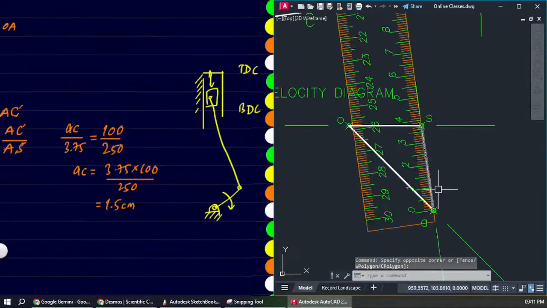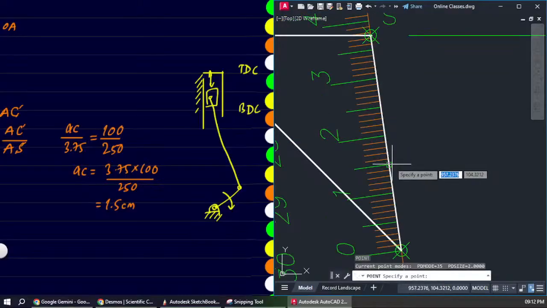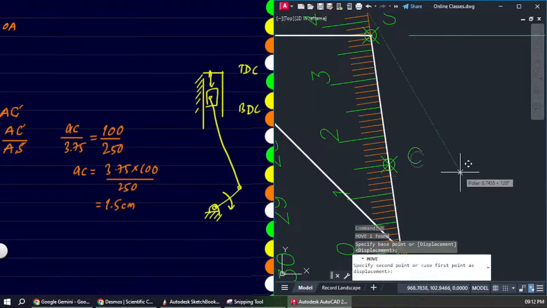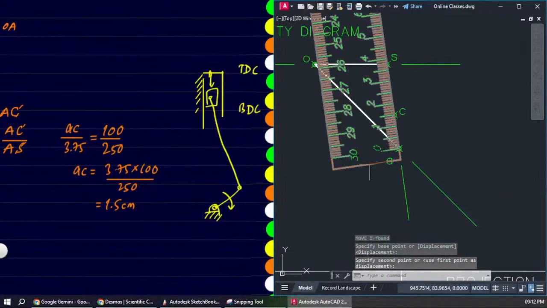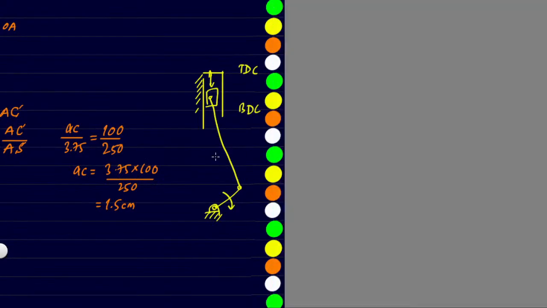So in the sheet, from the point A, the point c should be taken as 1.5 centimeters. This is the point where we have to take the point c. So let's quickly name this as point c. Here we have to take small c, not capital. So now we have got the point c.